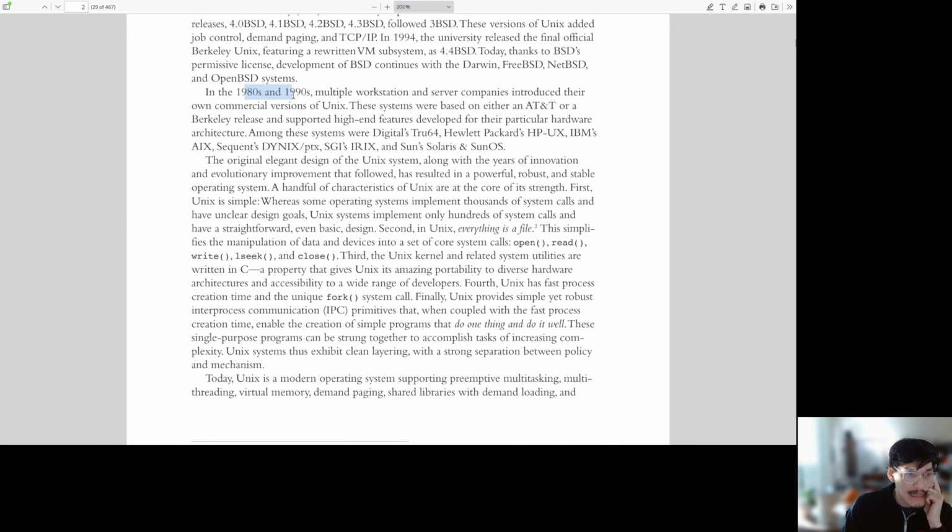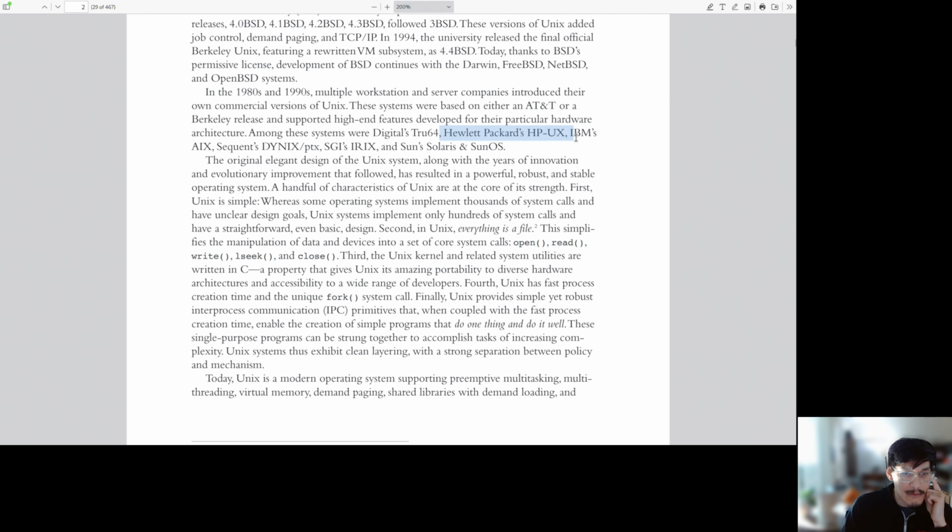In the 1980s and 1990s, multiple workstation and server companies introduced their own commercial versions of Unix. These systems were based on either an AT&T or a Berkeley release and supported high-end features developed for their particular hardware architecture. Among these systems were Digital's True64, Hewlett-Packard's HPUX, IBM's AIX, Sequent's Dynix, SGI's IRIX, Sun Solaris, which is now Oracle, and SunOS.